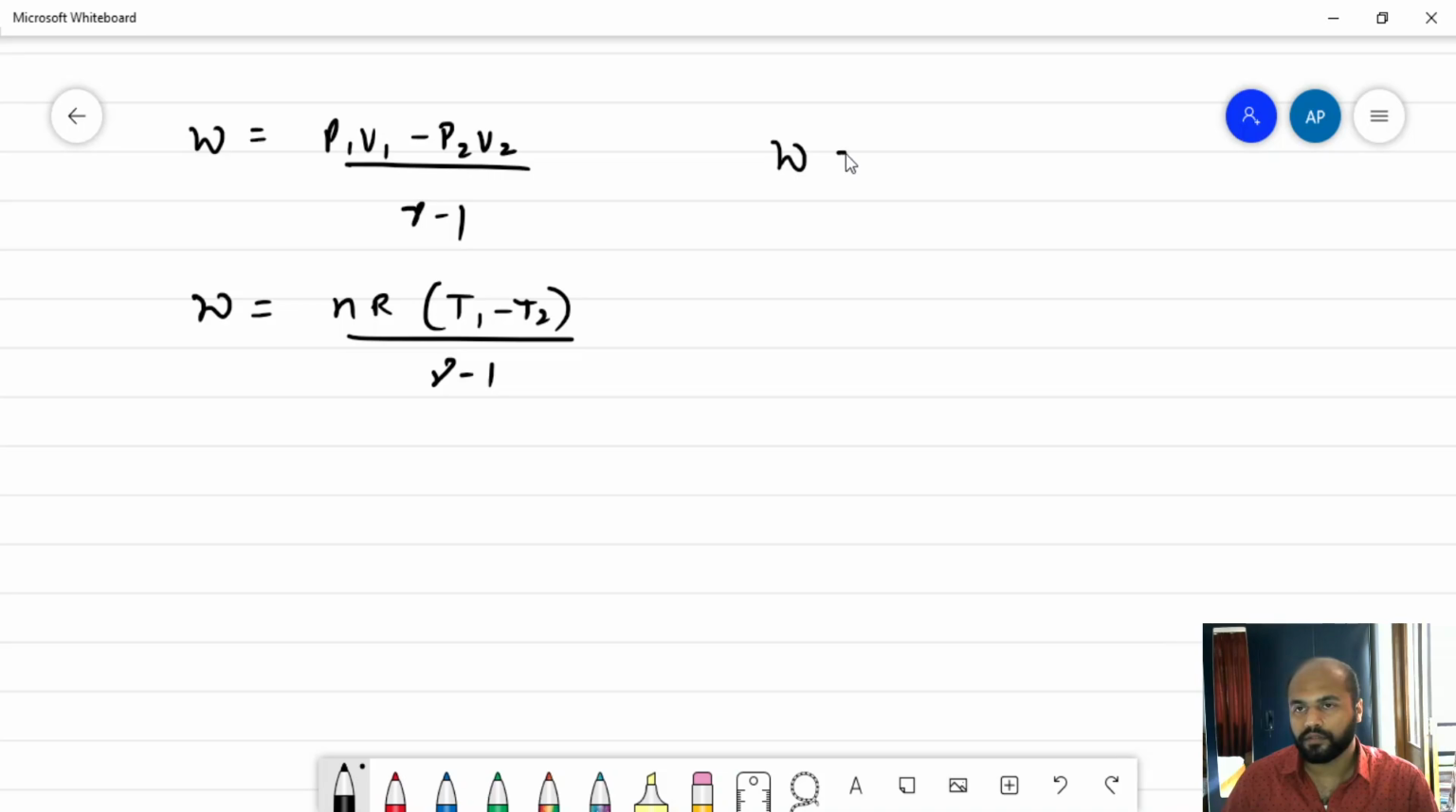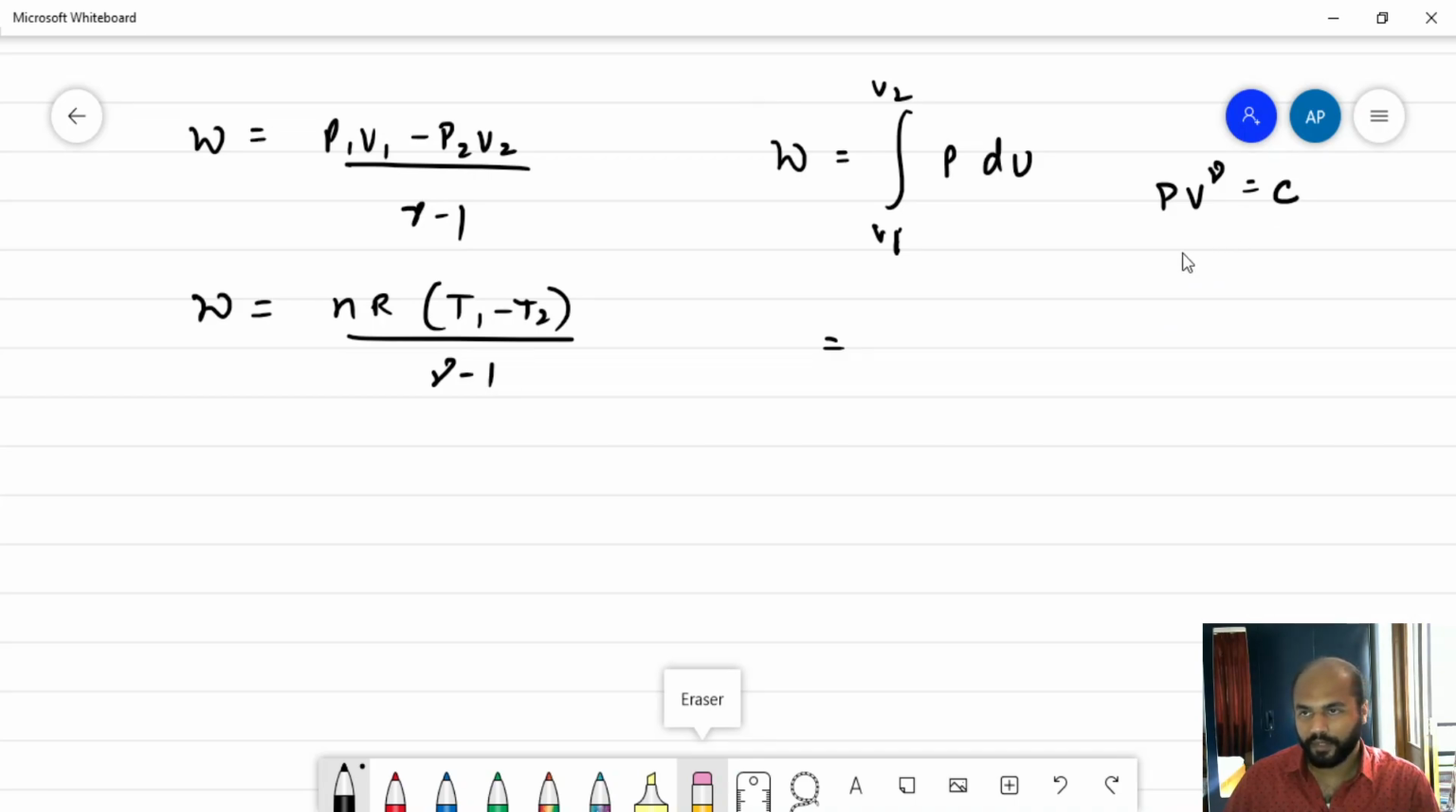So we know that work done is given as the integral of P dV. This is what we know, from initial volume to final volume, so let's take it as V1 to V2. Now P, as I know from the expression that we already have, PV raised to gamma is a constant. This we have proved already. It means that pressure can be written as some constant by V raised to gamma. So let's write it that way: some constant C by V raised to gamma dV.